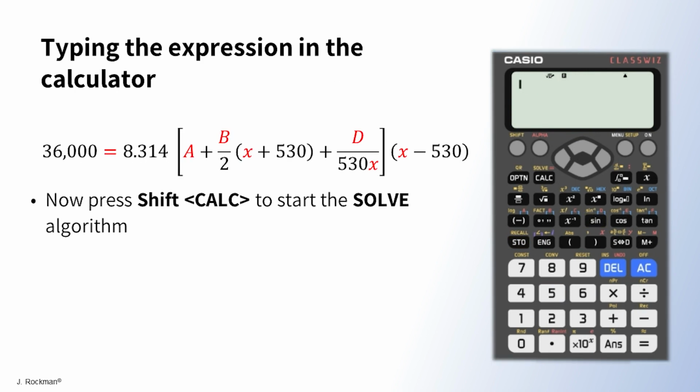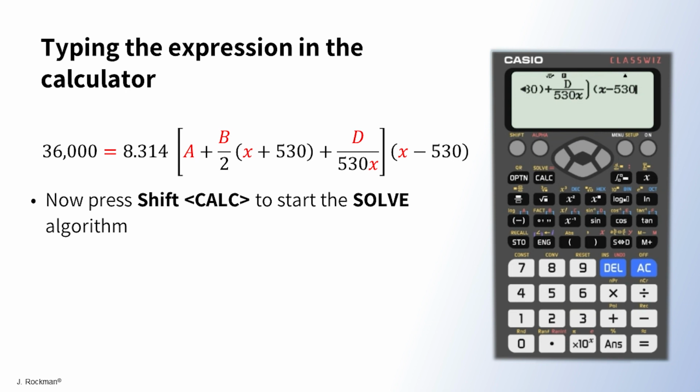Now type in the equation as written above using the A, B, and D constants, and instead of T we'll enter the variable X, which may be found in the upper right corner on newer models, or as a combination of the alpha and left parenthesis buttons. We'll then type in the equal sign, alpha calc combination, so the expression will look like 36,000 equals 8.314 times brackets A plus B over 2 times X plus 530 plus D over 530X, close brackets, times X minus 530. Note that all the letters or expressions in red were produced using the alpha button.